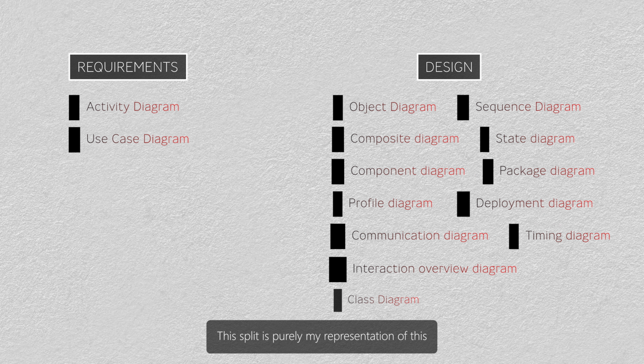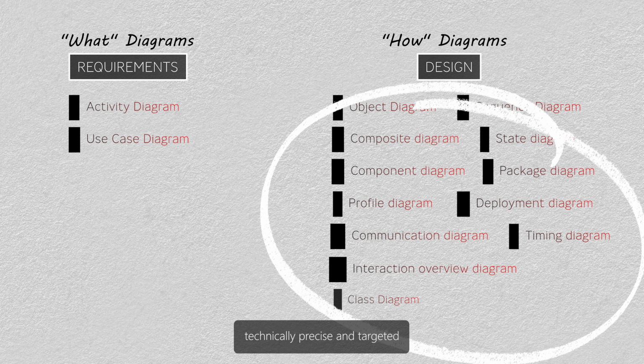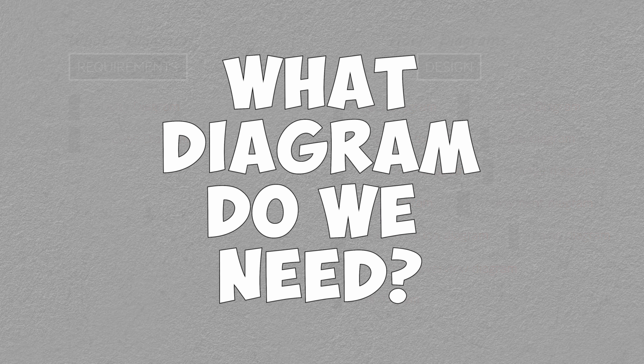This split is purely my representation of this, and essentially it means that these two diagrams here are used to represent requirements and don't say much about how it should be implemented. The other diagrams are already more technically precise and targeted. And anyway, we don't answer the question, what kind of diagram do we actually need?